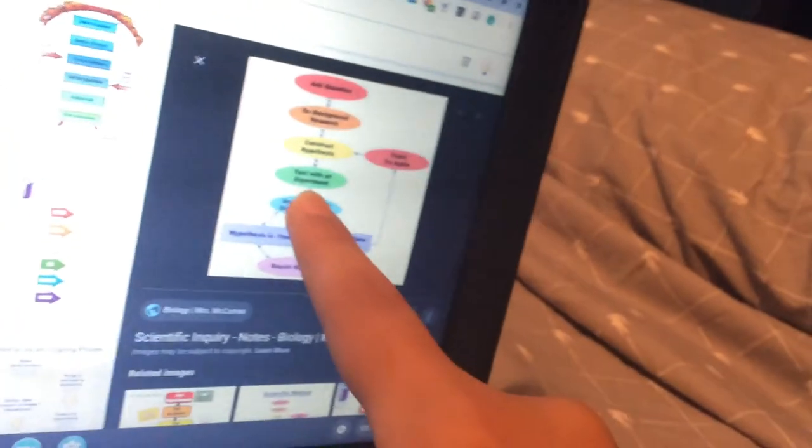My hypothesis is that it does wet stuff. It does wet stuff. So now I need to test with an experiment.